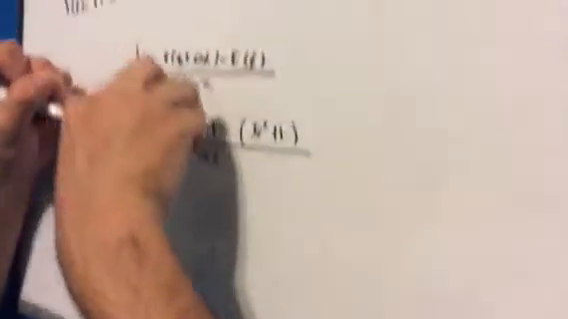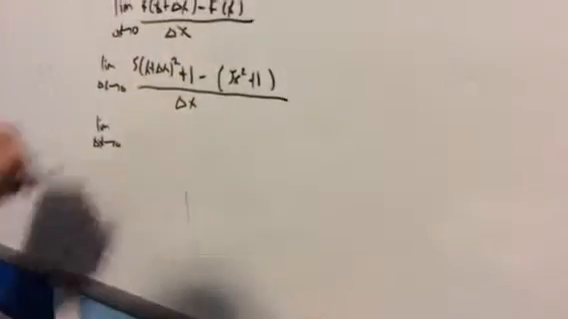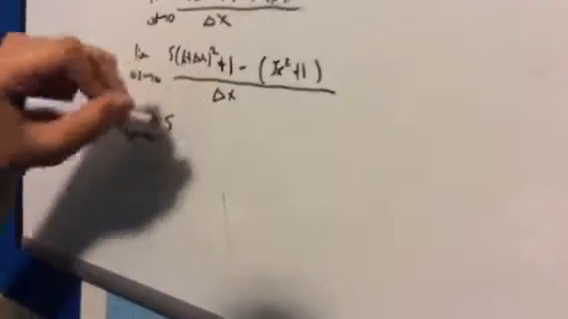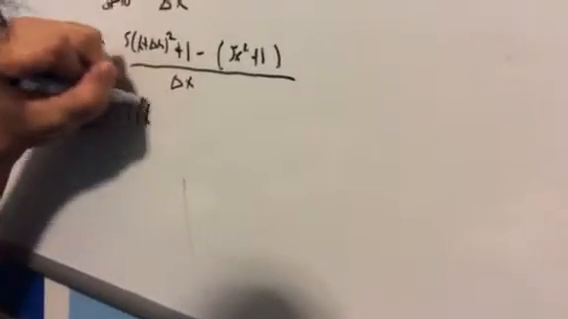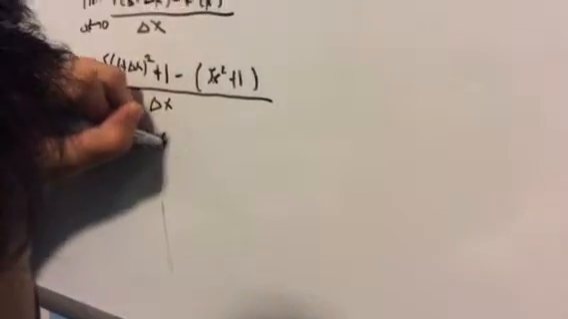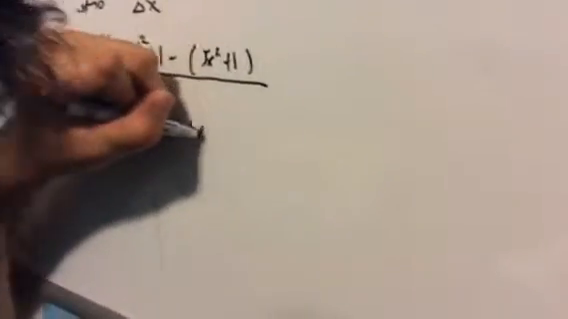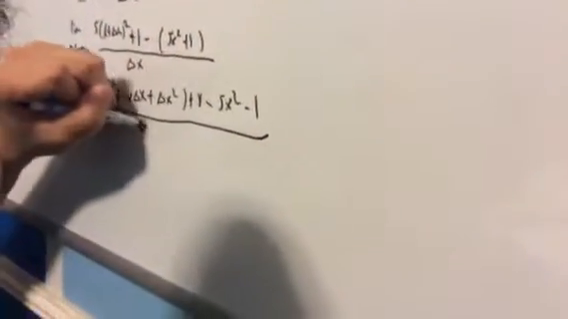Make sure to always write the step. It's very important. If you leave this off, you'll get points off. So 5 times x squared plus 2x change in x plus the change in x squared, or delta x, whatever floats your boat, plus 1, minus 5x squared minus 1, all over the change of x.